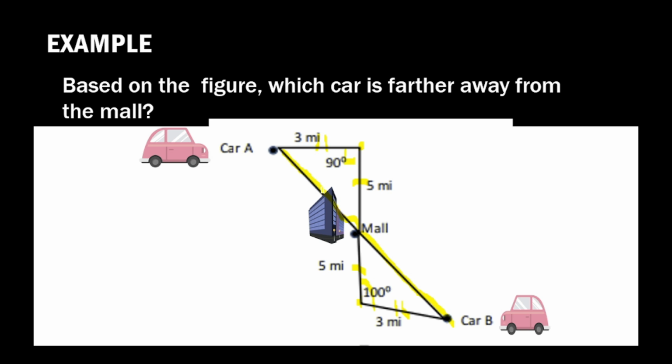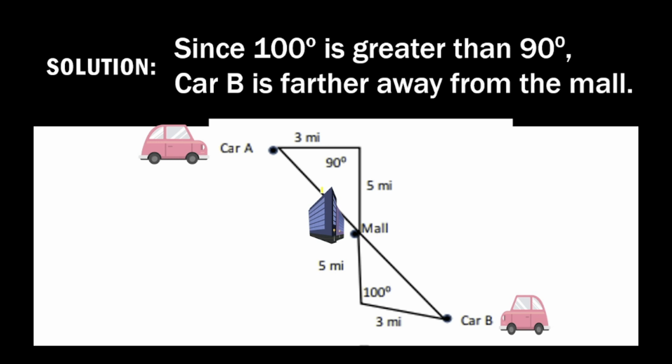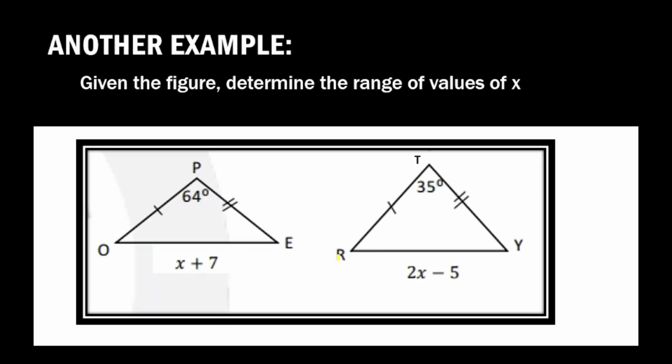Okay, back to the question. Which is farther? Car A or car B? So, the correct answer is, there. Since 100 degrees is greater than 90, car B is farther. Car B is farther than car A. Why? Because 100 degrees is larger compared to 90. So, the distance opposite it, that side, is longer compared to this distance. Okay? That is the Hinge Theorem.